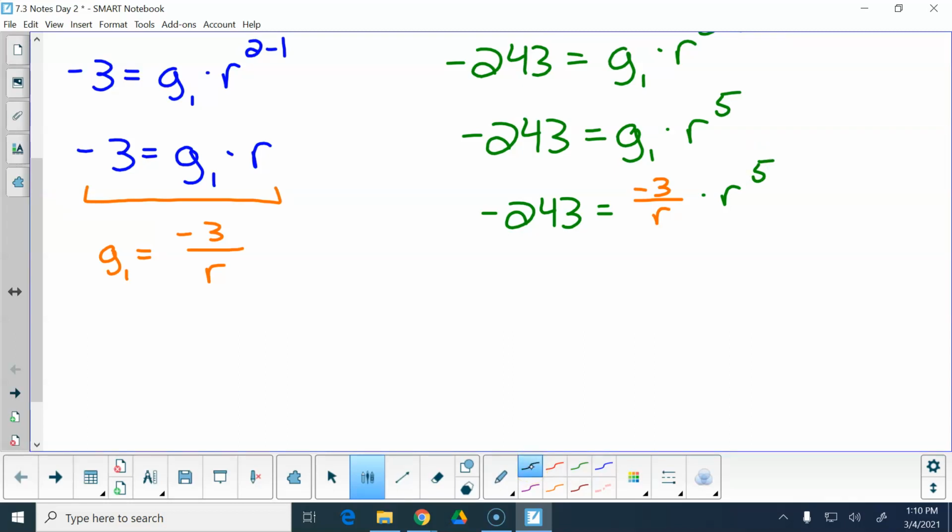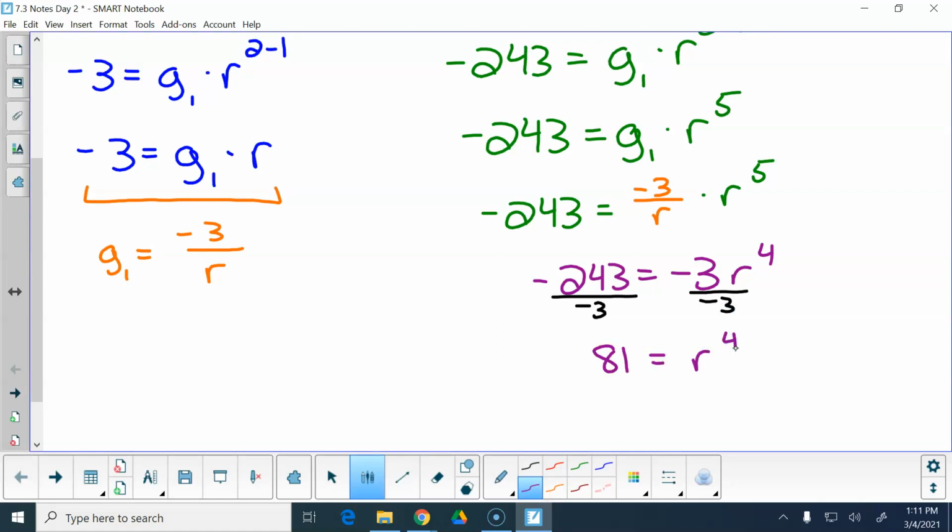So then that's going to give me that equation. When I simplify it, divide both sides by negative 3, gives me 81 equals r to the fourth. Fourth root both sides. I'm taking an even root, so that means it's plus or minus 3 is my r value.